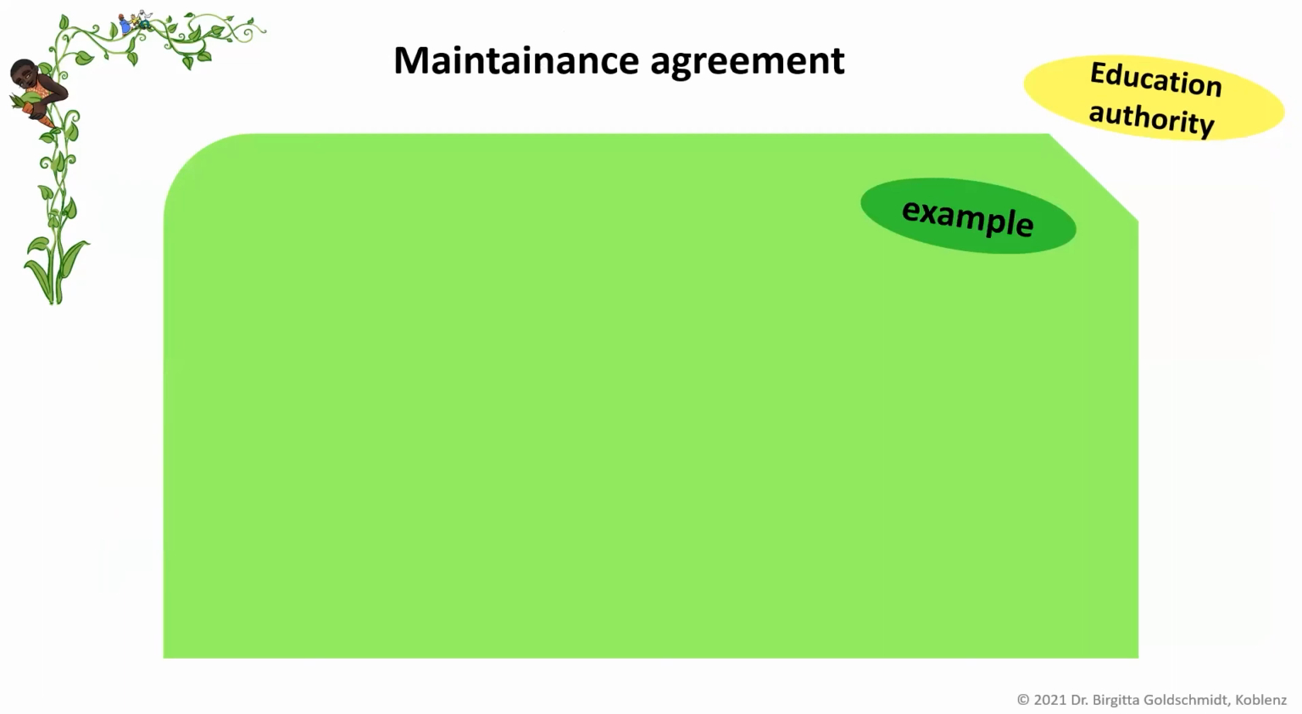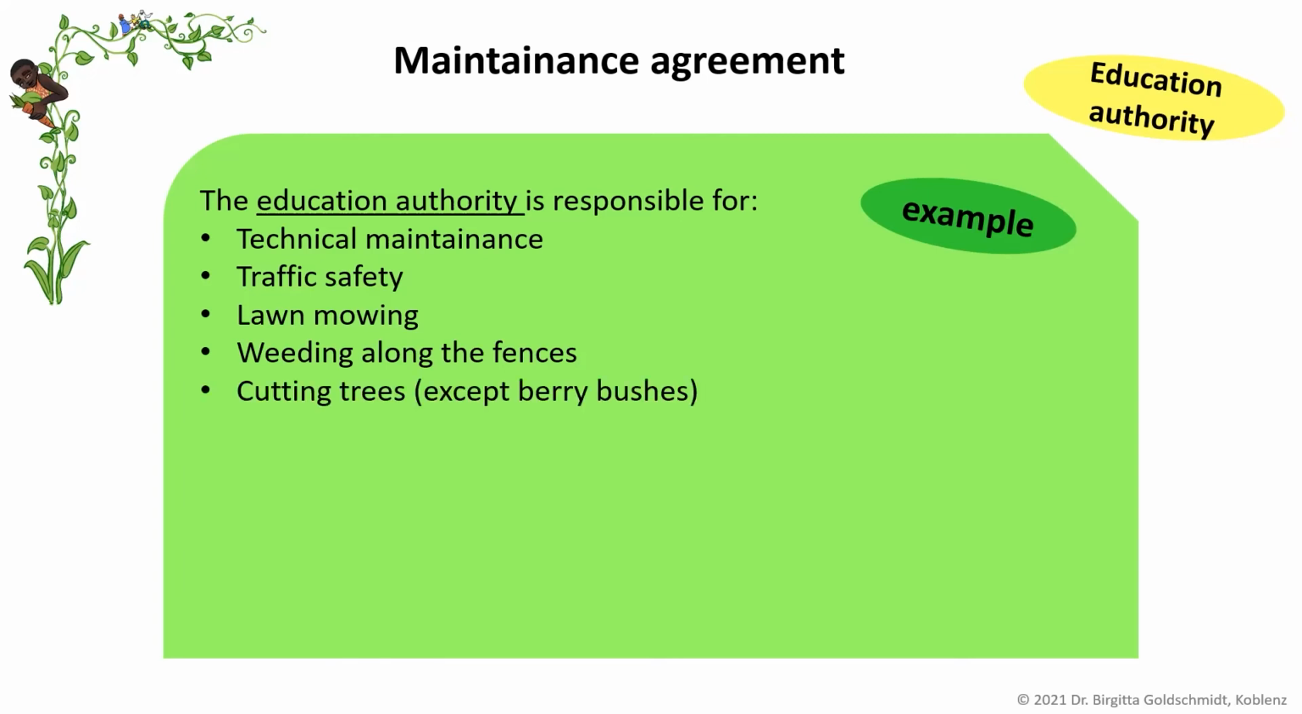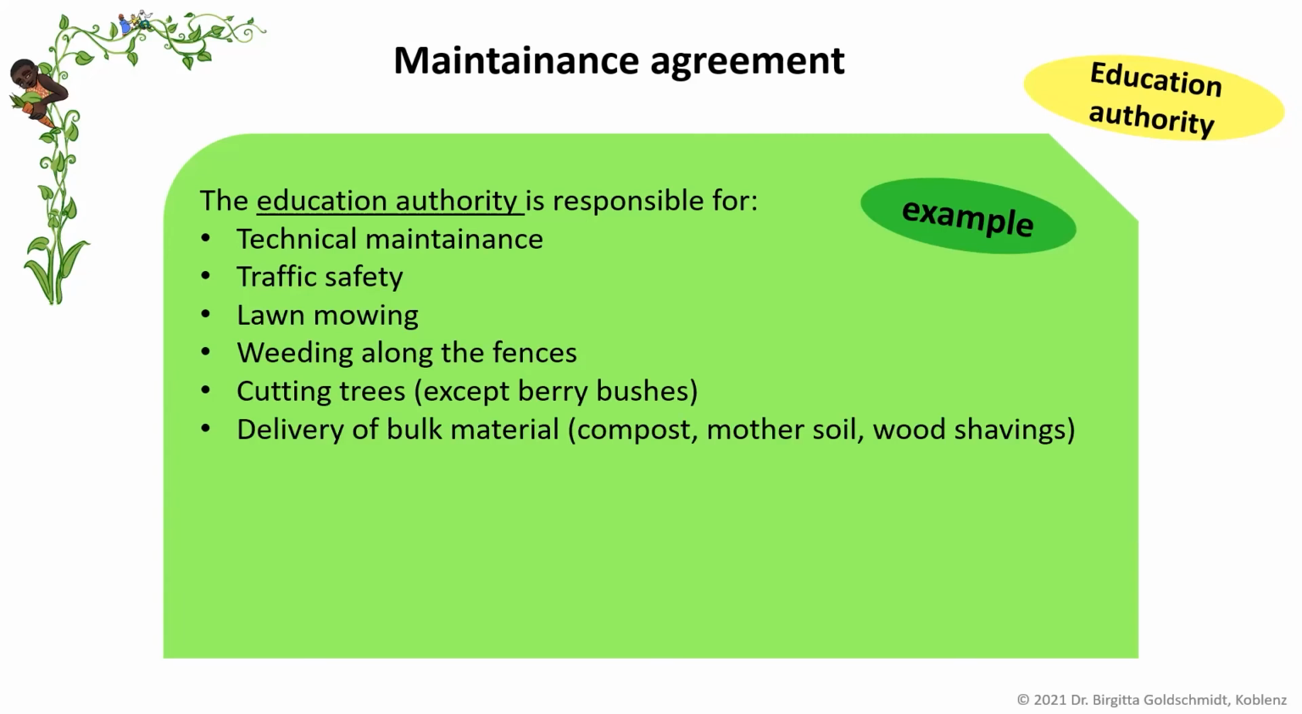Well, I recommend that the school makes a yearly maintenance agreement with the education authority. For example, the education authority may be responsible for the technical maintenance of the school garden, for traffic safety, for lawn mowing, weeding along the fences or cutting trees, except for example berry bushes. This is just an example. It may, of course, be completely different for every school. And the delivery of bulk material.